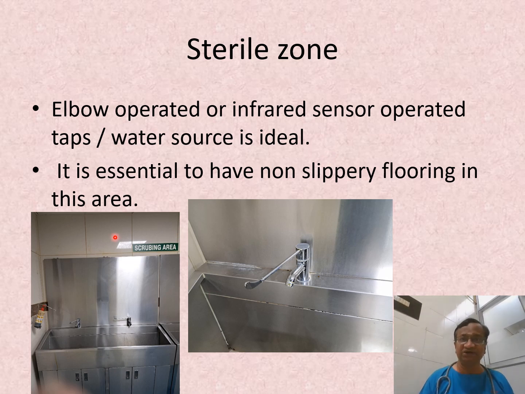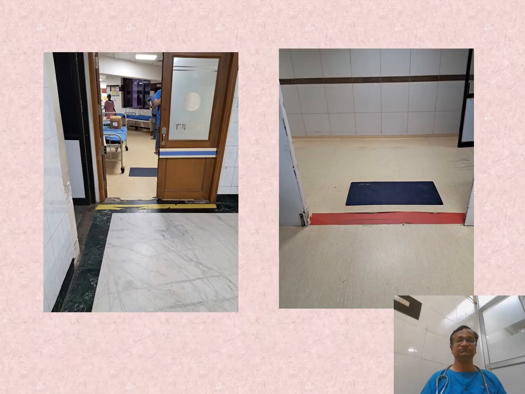It is essential to have non-slippery flooring in this area. We should not have slippery flooring where the water comes. This is the elbow tap. We can have an elbow press for betadine also here.